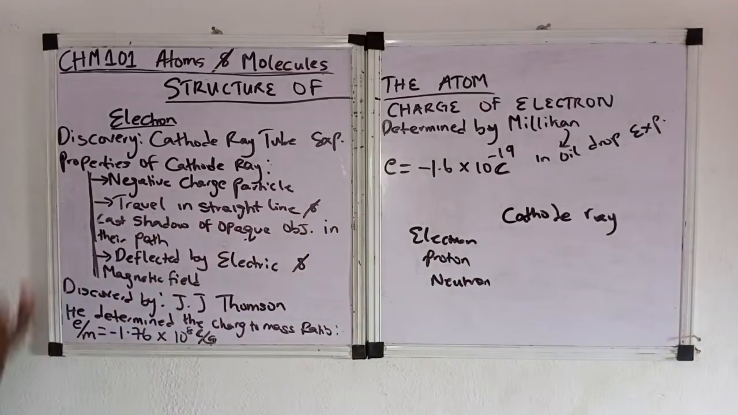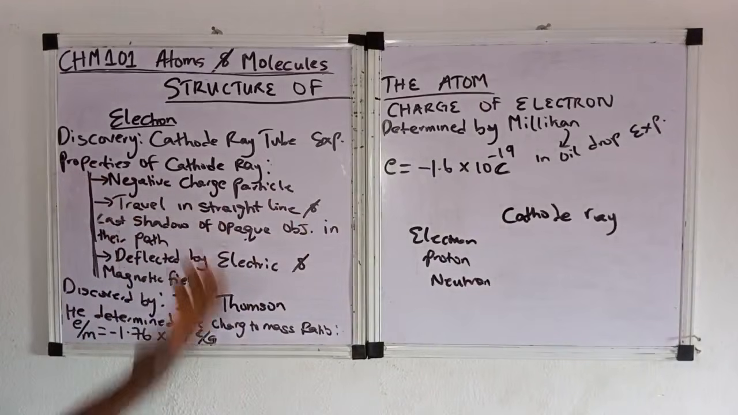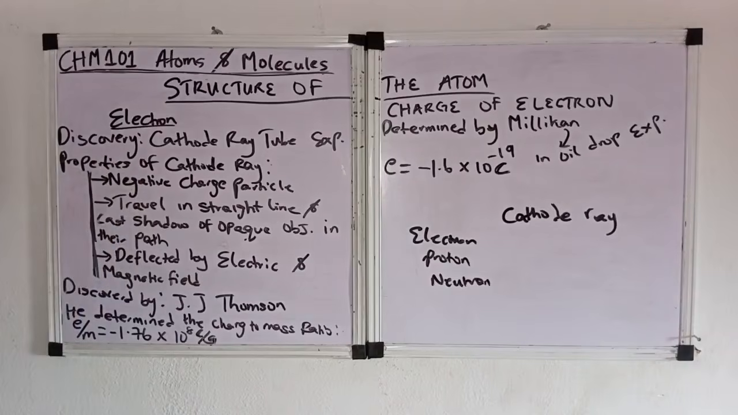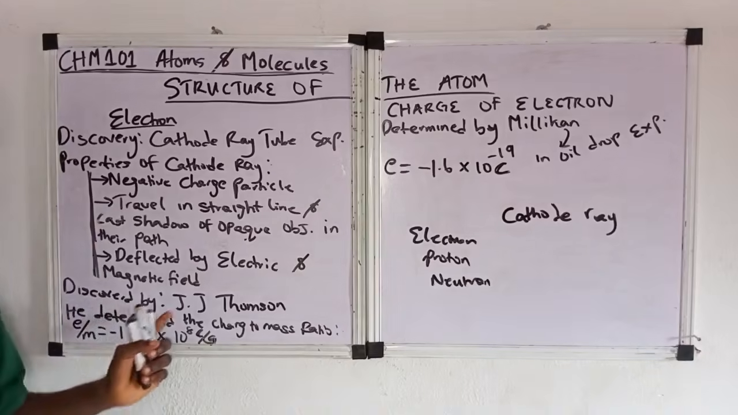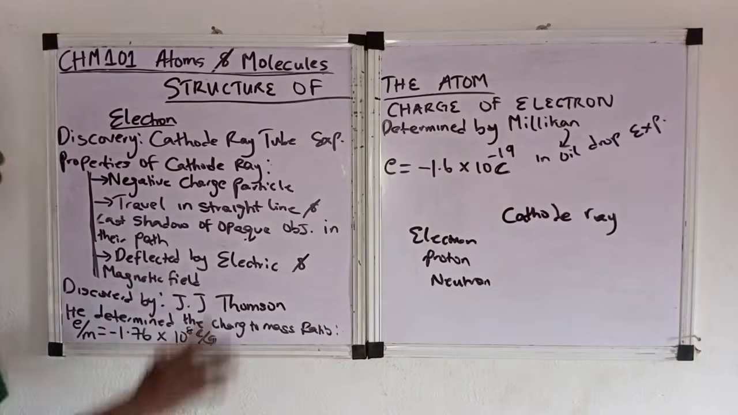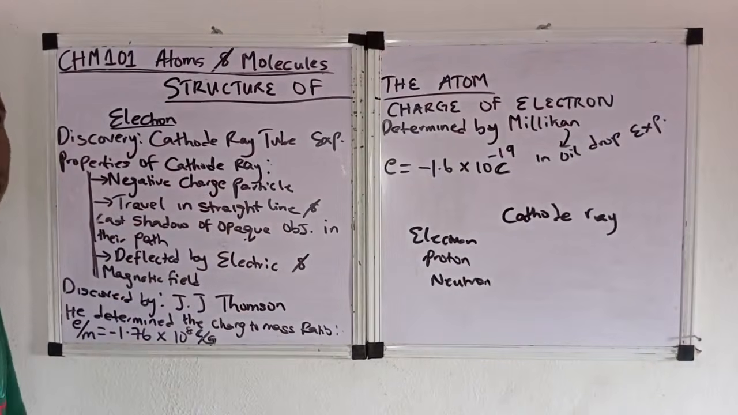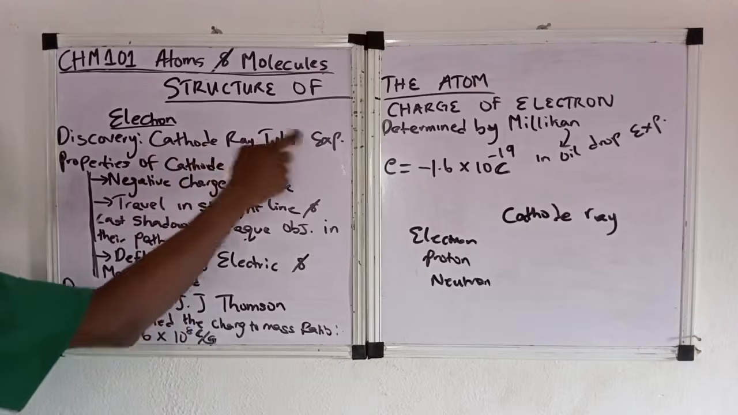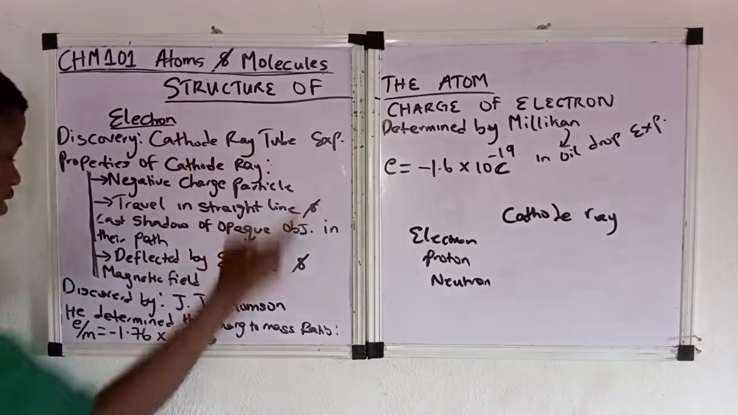So in summary, the properties of cathode rays are that they are negatively charged particles, they travel in a straight line and cast shadows of opaque objects in their path, and they are deflected by electric and magnetic fields. Now, the electron, which was formerly called cathode ray, was discovered by J.J. Thomson. With what experiment? The cathode ray tube experiment.